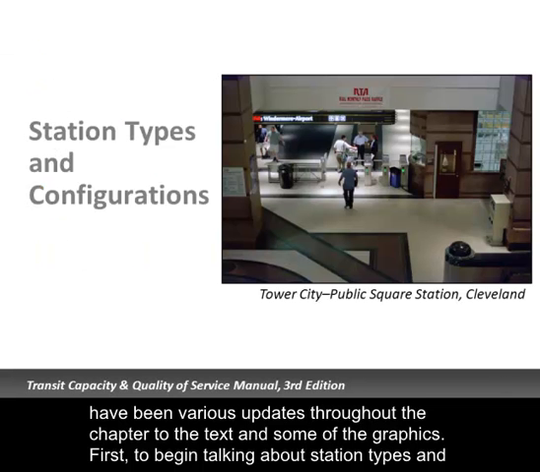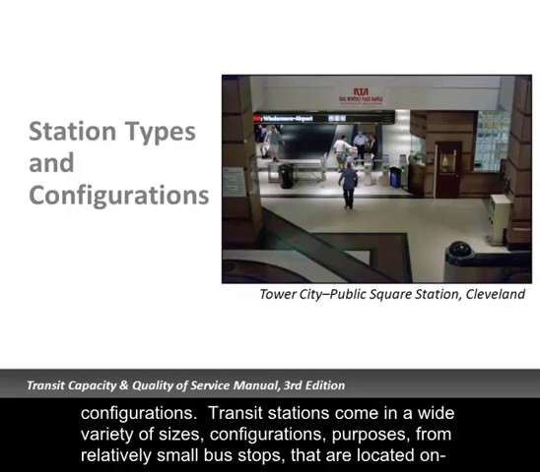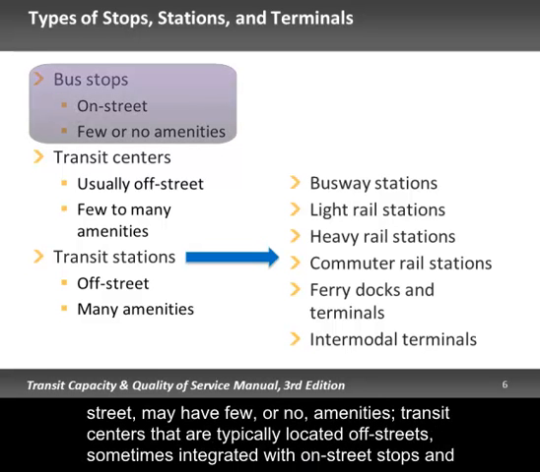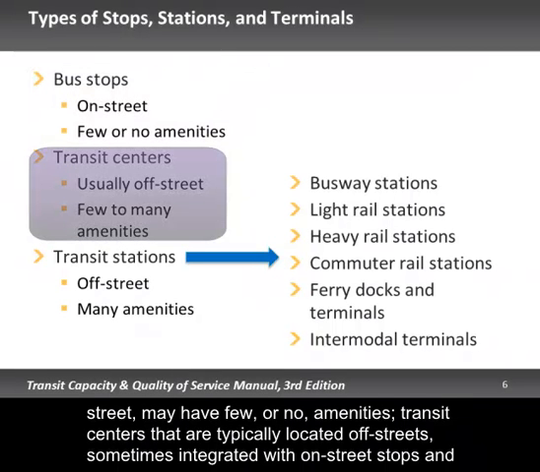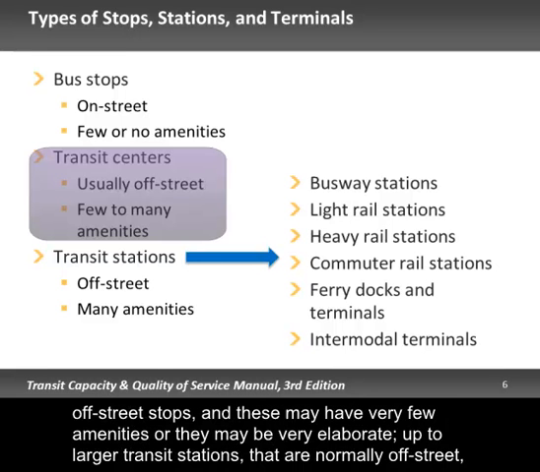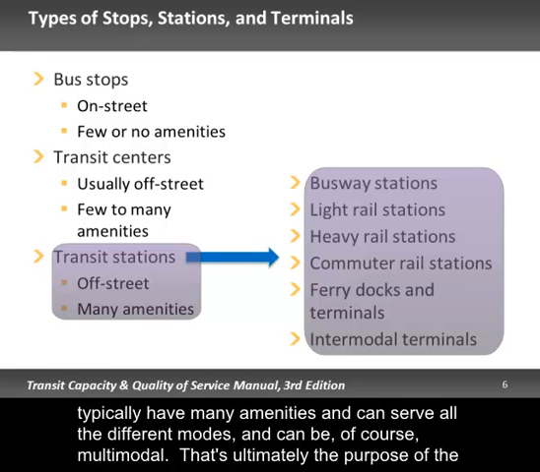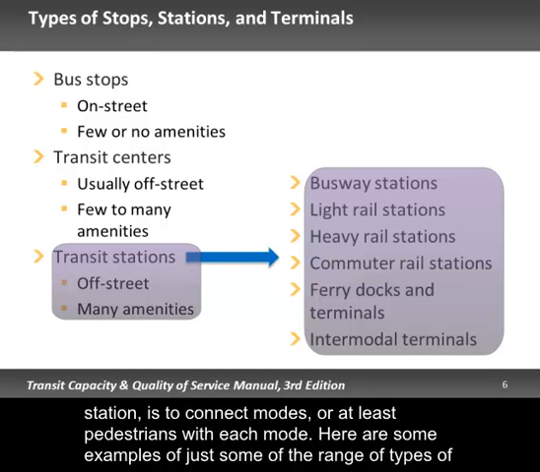First, to begin talking about station types and configurations. Transit stations come in a wide variety of sizes, configurations, and purposes, from relatively small bus stops that are located on street, which may have few or no amenities, to transit centers that are typically located off street, sometimes integrated with on-street stops and off-street stops. And these may have very few amenities or they may be very elaborate, up to larger transit stations that are normally off-street, typically have many amenities, and can serve all the different modes and can be, of course, multimodal. That's ultimately the purpose of a station, is to connect modes, or at least pedestrians with each mode.